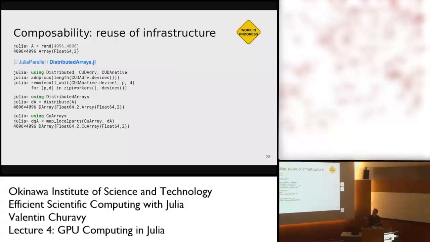Distribute takes setup arguments that describe the striping. We can talk about that offline afterwards, but DistributedArrays allows you to describe all kinds of different partitions.